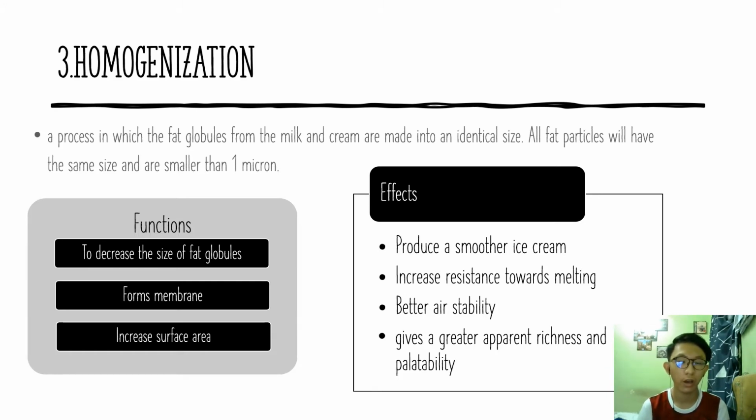Basically, this process has 3 main functions, which are to decrease the size of fat globules, to form membrane, and to increase surface area. This process also contributes effects such as producing a smoother ice cream, increased resistance towards melting, better air stability, and a greater apparent richness and palatability.